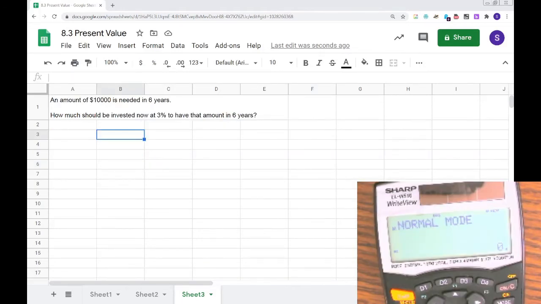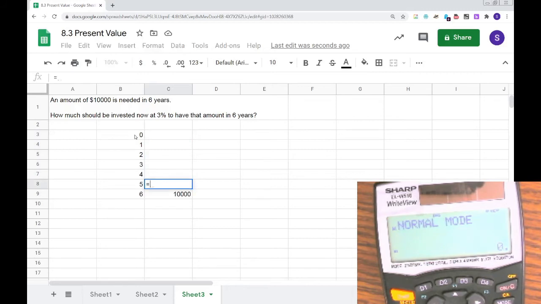An amount of $10,000 is needed in 6 years. How much should be invested now at 3% to have that amount in 6 years? So we want 10,000 at the end, and we want to work backwards to today, which is 0, to find out how much we need to bring to the bank right now.